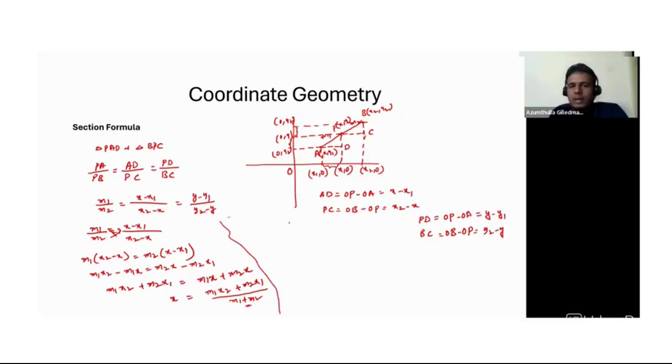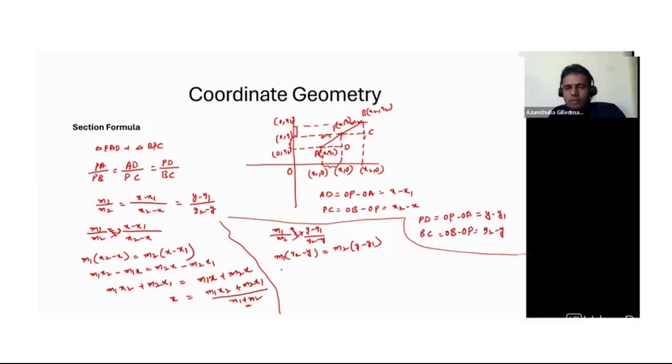Now similarly, I need to equate m1 by m2 with the y coordinates. m1 by m2 becomes, this is to find the y coordinate, y minus y1 by y2 minus y. If I cross multiply, what will happen is m1 into y2 minus y becomes m2 into y minus y1. Now let's expand like how we did for finding the x coordinate.